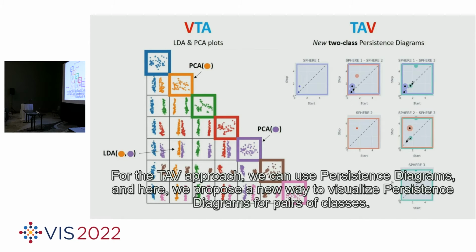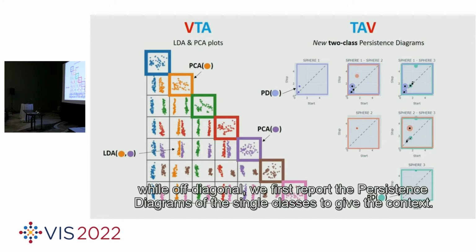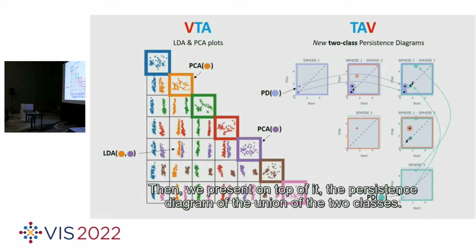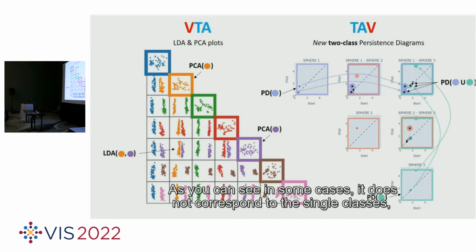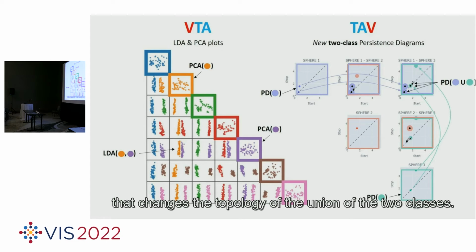For the TDA approach, we can use persistence diagrams, and here we propose a new way to visualize persistence diagrams for pairs of classes. So on the diagonal, you have a standard persistence diagram focused on only the points of a single class. And off diagonal, you first report the persistence diagram of a single class to give a context, and then you represent on top of it the persistence diagram of the union of the two classes. And as you can see, in some cases it does not correspond to the initial data. So when the union of classes does not correspond to the single class persistence diagram, that means there is some interference between the classes which changes the topology of the union of the two classes.